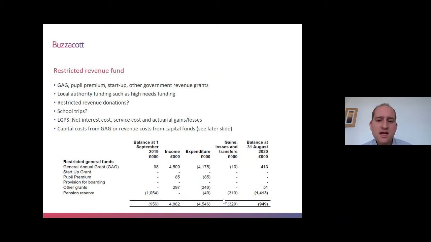The other column you've got there is the gains and losses and transfers. The gains and losses, as I say, just come off the local government pension scheme actuarial report.